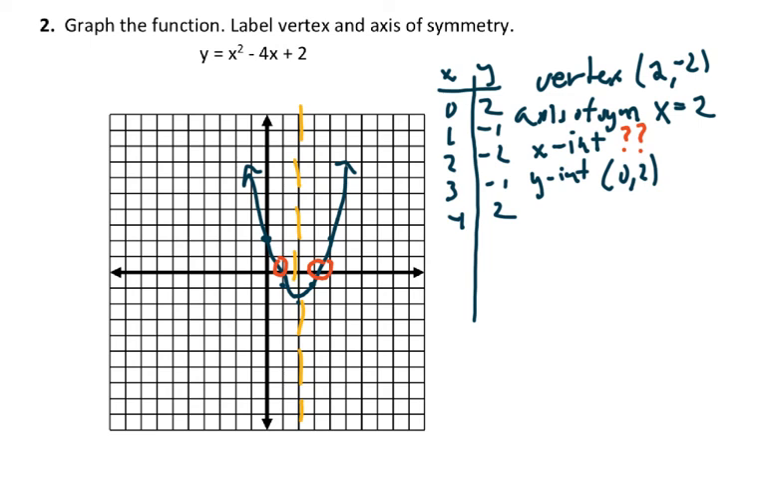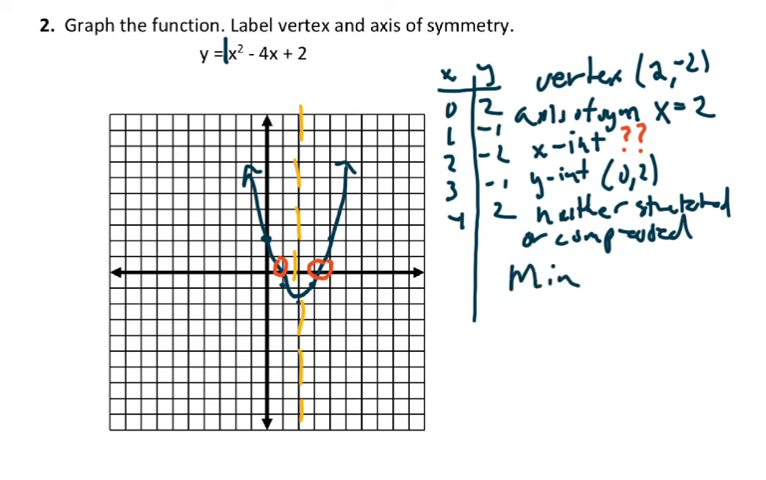And our a value this time is 1, meaning it's neither stretched or compressed. And this opens up, which means it's got a minimum value at y equals -2.